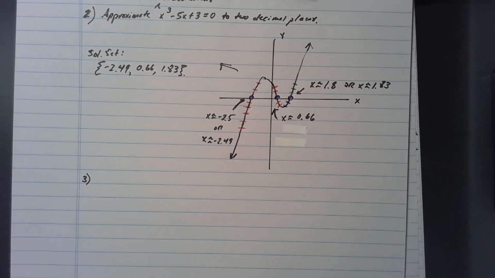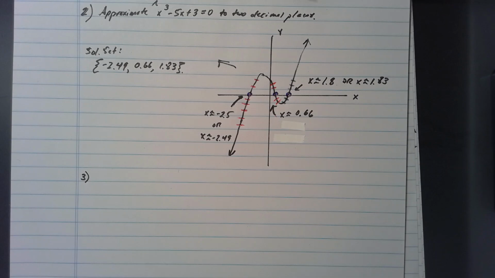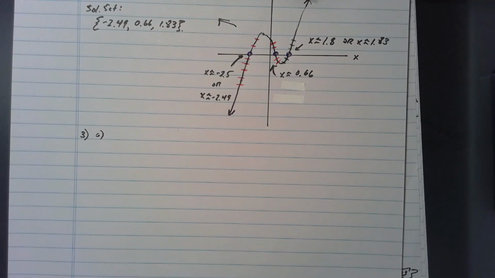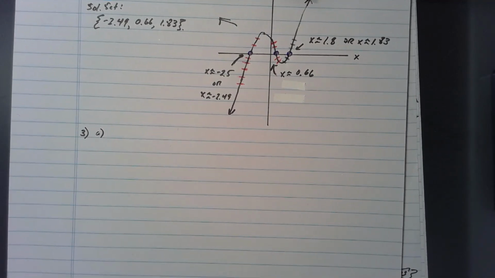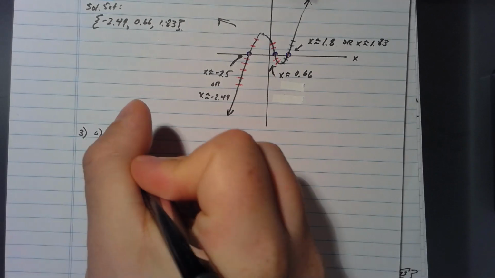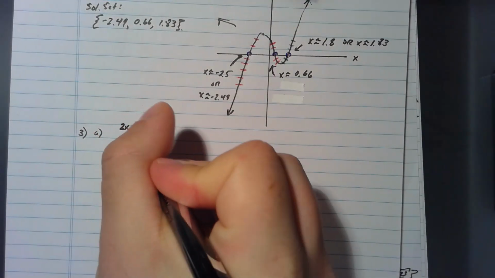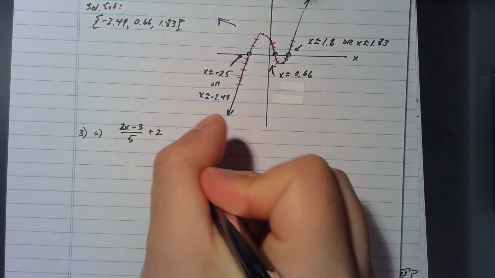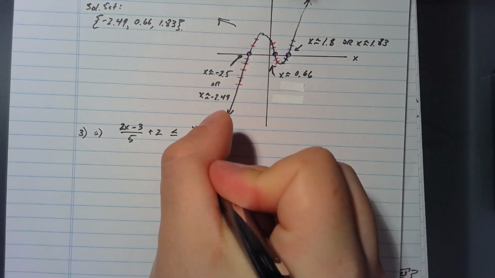Yeah, pretty straightforward. So number 3 is solving inequalities, right? So letter A. You want to solve the following inequalities, and you want to express your solution set as interval notation or as an inequality. Okay, let's do that. So letter A is the inequality 2x minus 3 over 5 plus 2 is less than or equal to x over 2.